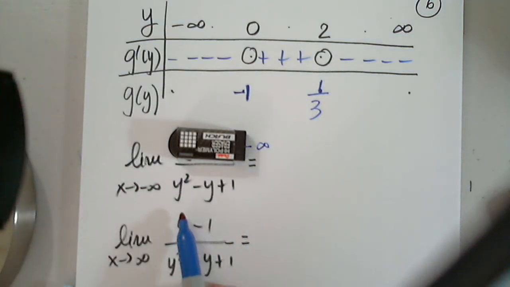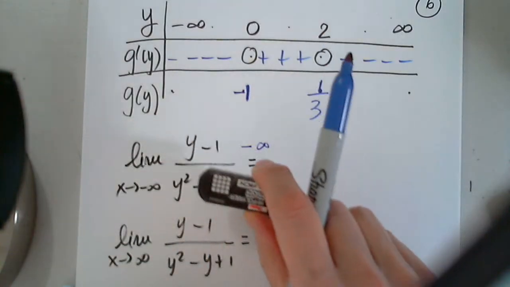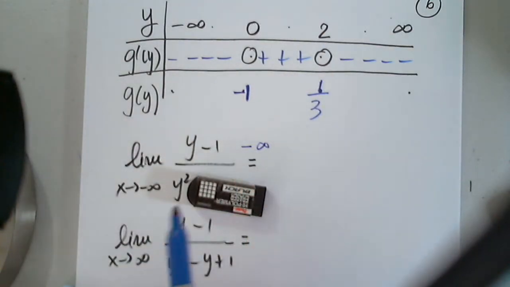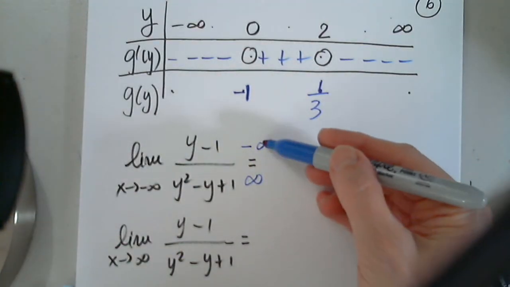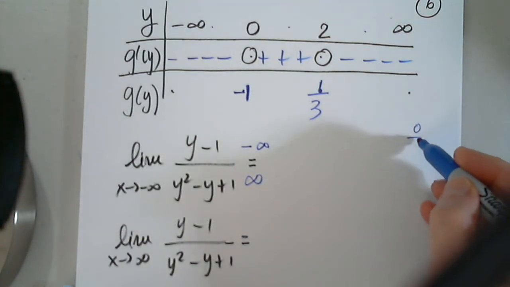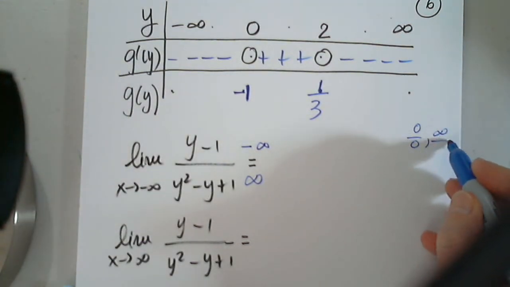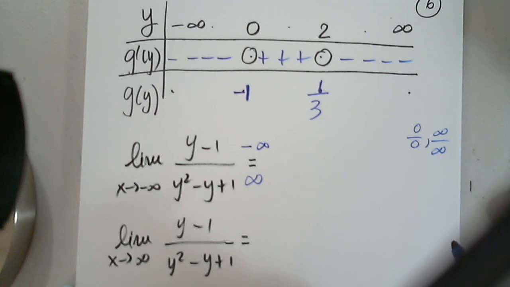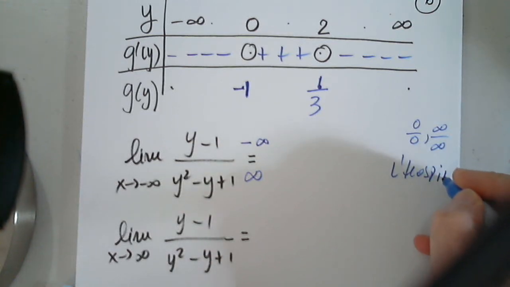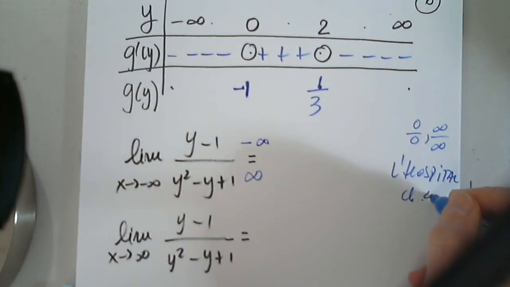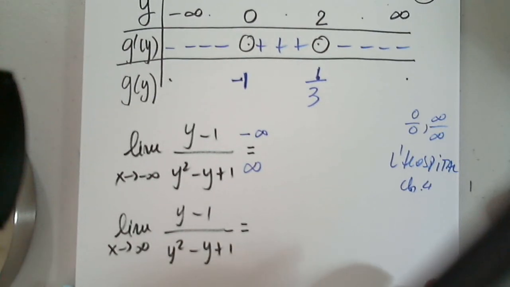What is the degree of the denominator? 2. So then the most powerful one dictates at infinity. So where is this going? Positive infinity. Good. What do we do in a case of infinity over infinity or 0 over 0? Undefined. Careful. L'Hopital. L'Hopital, which, by the way, is in chapter 4. So we have a head start.